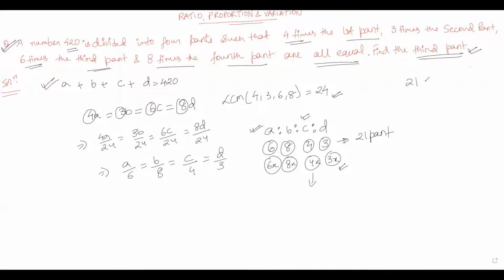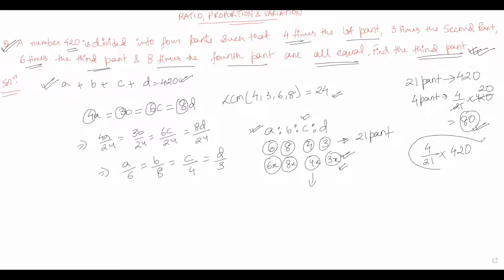So I can say that 21 part of the whole number is 420. So 4 part would be 4 by 21 times 420. So if you cancel this out, this would be 20 and this would be 80. So the third part is 80. So instead of putting these values in this equation, what we can simply do is take the part of C, which is 4, out of the total part, which is 21, and the total number is 420. So we can simply solve it in this way to find the final answer.